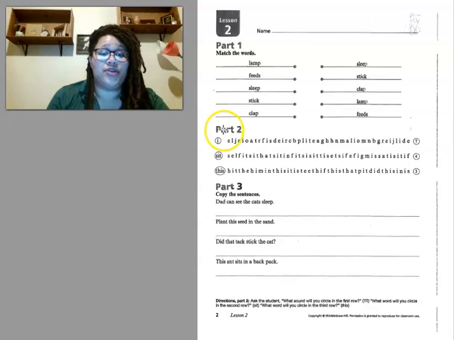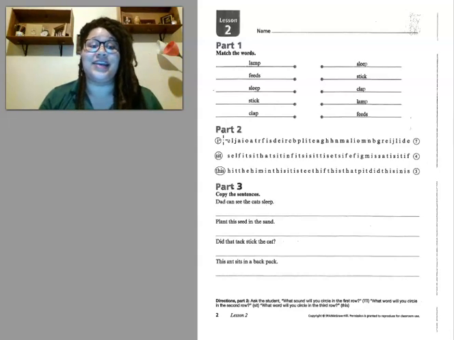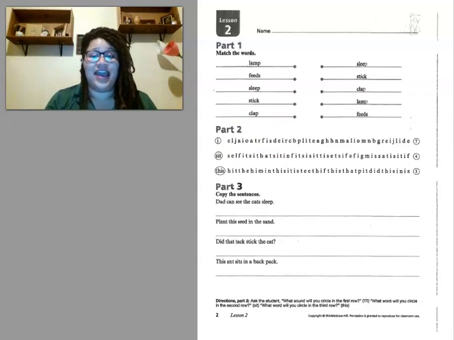In part 2, we're going to be circling the sounds and then the words. Make sure we look at the first circle to see what we're looking for, and we look at the last circle to see how many there are. In this first line, we are circling the sound eh. What sound? Yes, eh. And there are 7. Make sure you find all 7.